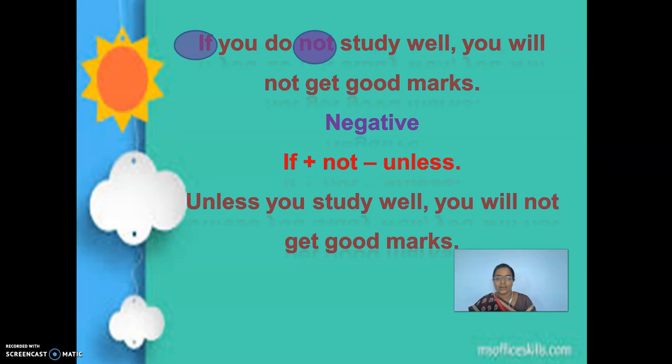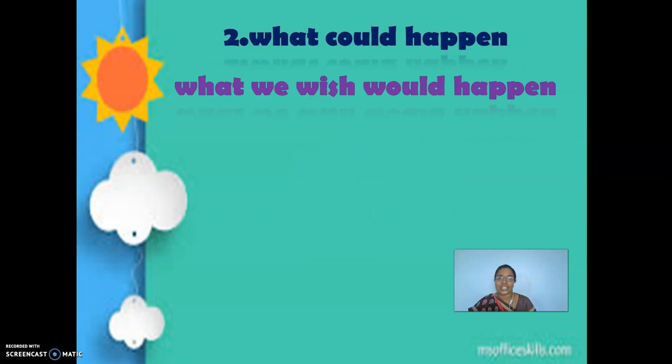Okay. So, now we are going to move into the next condition. What could happen? What we wish would happen. First we have seen what actually happens. Now, what could happen or what we wish could happen. See the example sentence. If you do your works regularly, you will succeed. This could happen or not. If you do your works regularly, you will succeed in your examination or you will succeed in your life. It can be applicable to your life. If you do your works regularly, you will succeed.